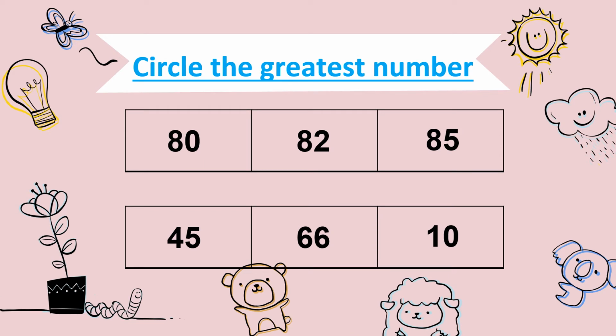Let's answer. Circle the greatest number. In the first one we have 80, 82, 85. Which one is the greatest number? Yes, 85. Here we have 45, 66 and 10. So which one is the greatest? Yes, 66.